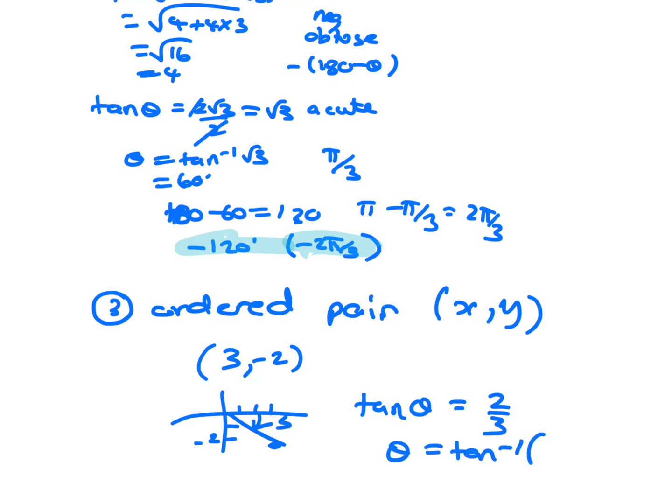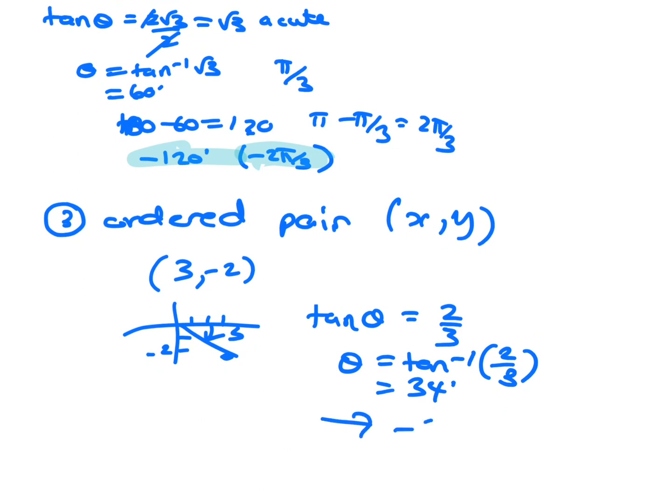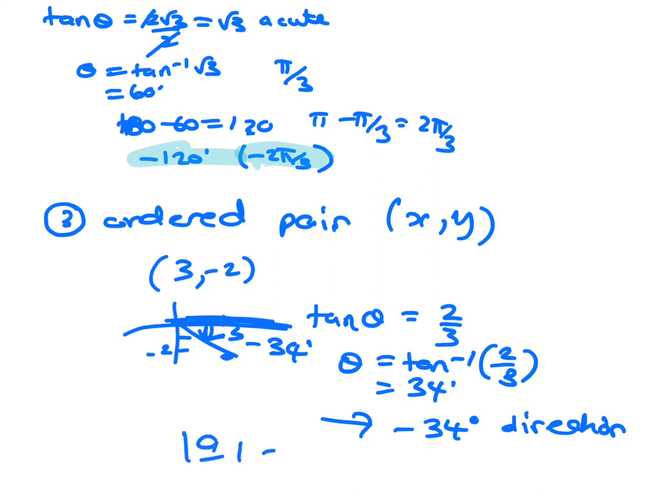So the acute angle is tan minus 1 of 2 on 3. And shift tan 2 on 3, you end up with 34 degrees. So that's just going to be minus 34 degrees. That's your direction. So you face with the horizontal and you turn minus 34 degrees. And the modulus is the square root of 3 squared plus 2 squared, which is root 13.